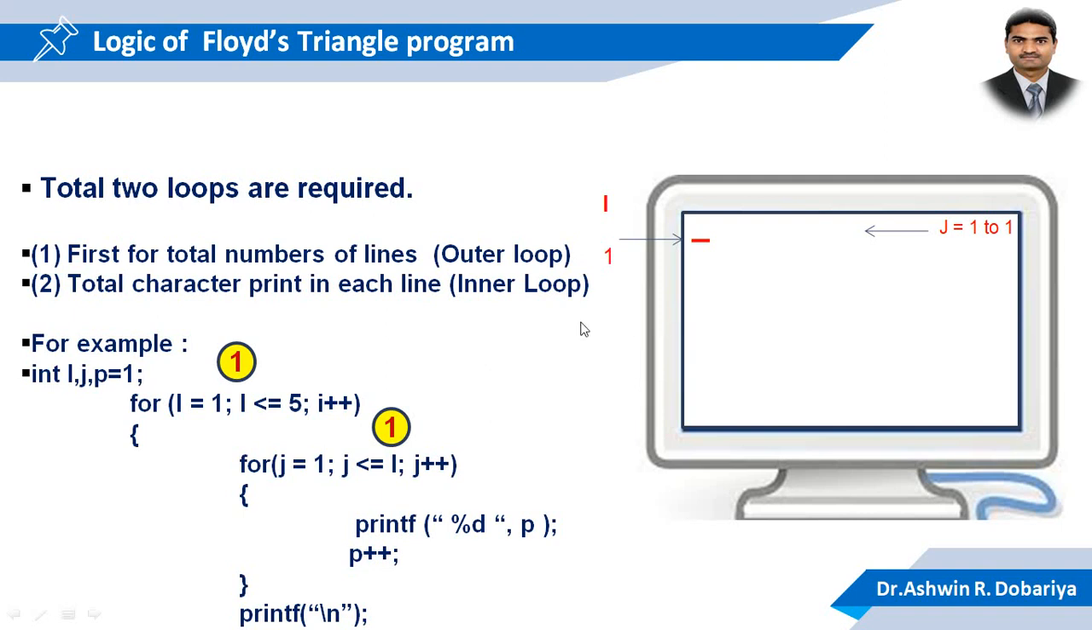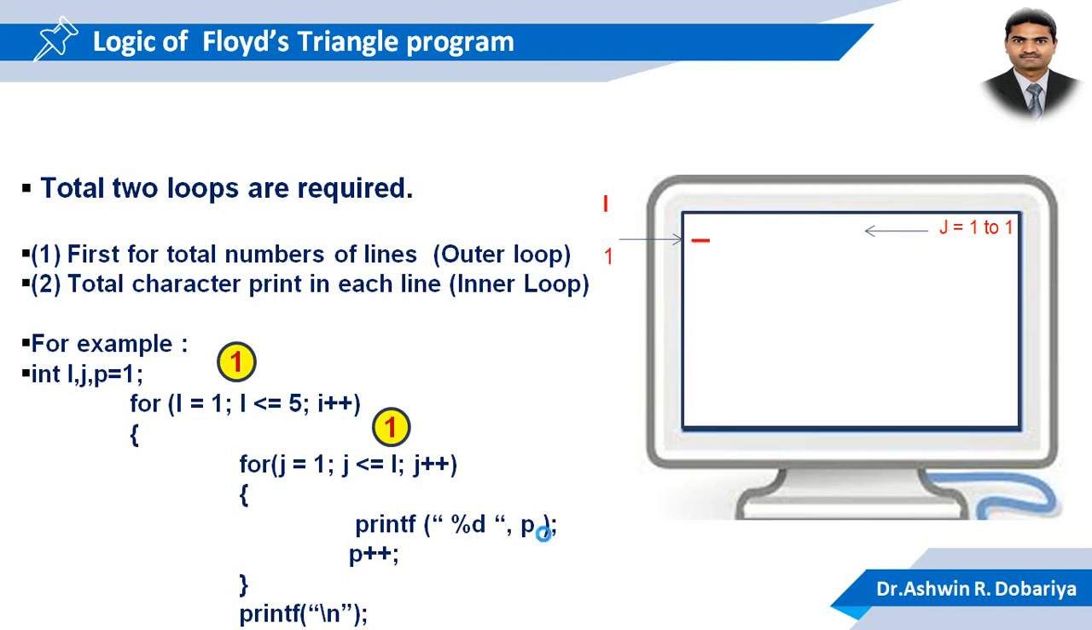First time when we execute this program, the cursor is at the top left corner and i is equal to 1, i less than or equal to 5. It means the outer loop will execute 5 times. When i is equal to 1, in the first line, the inner loop will execute only one time: j equal to 1, j less than or equal to 1, j plus plus. First it displays the value of p. Here p is initialized to 1 because we want to start printing with 1.